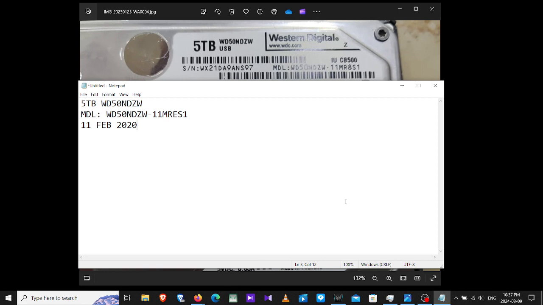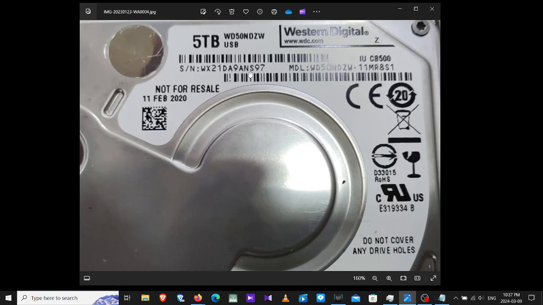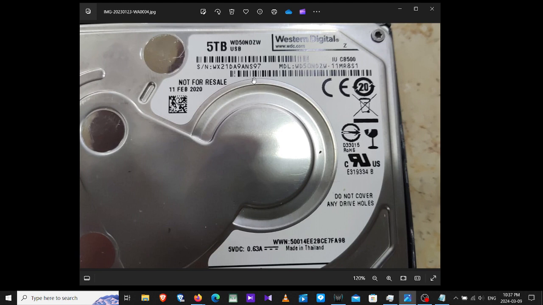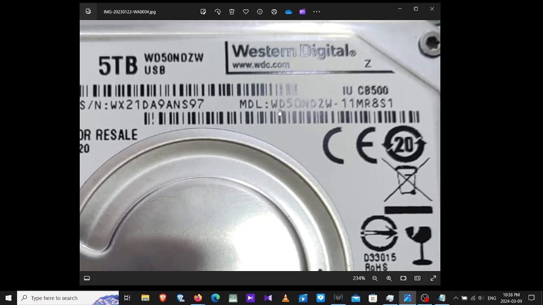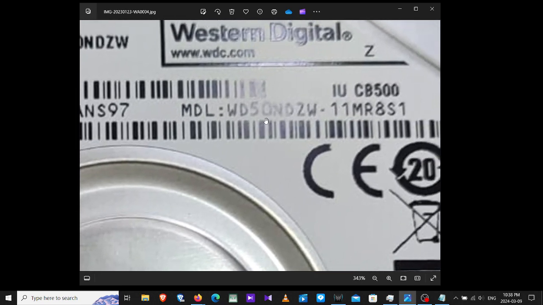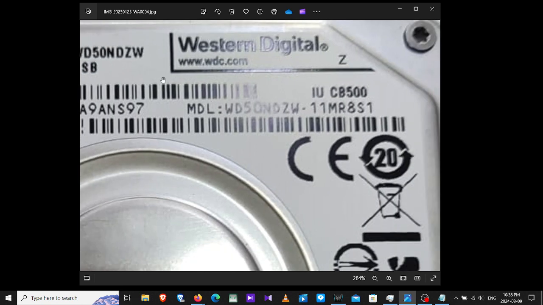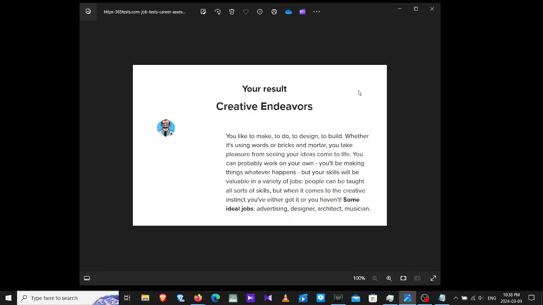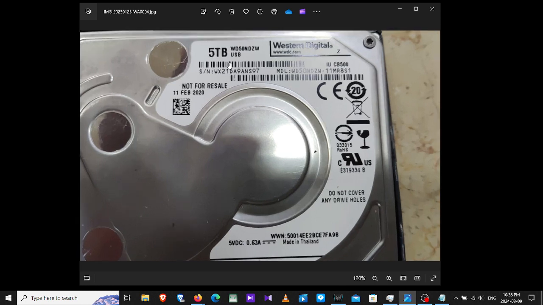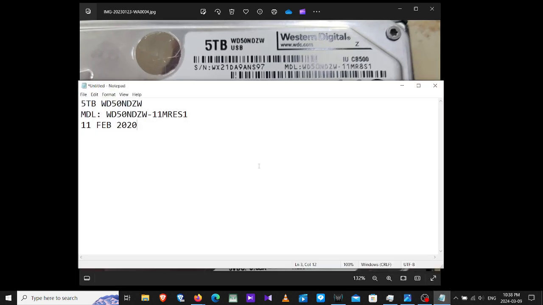If you have a similar, the same exact model from the same exact manufacturer, Western Digital, what I need exactly is this model here, WD50ND2W or ZW as it is written right here. ZW.